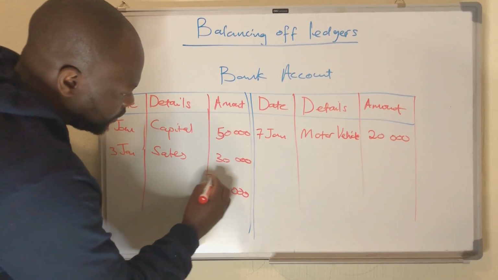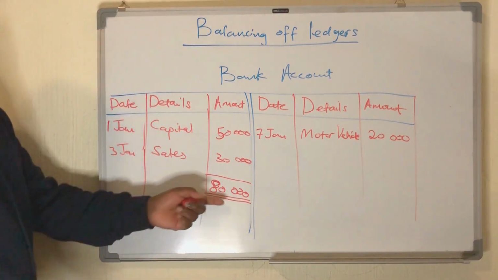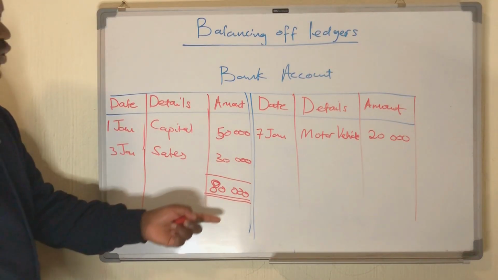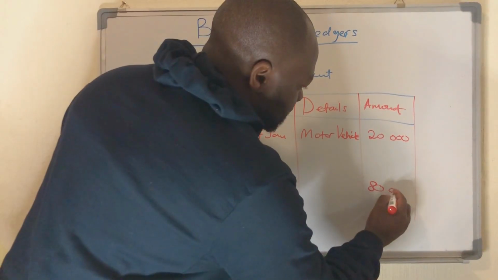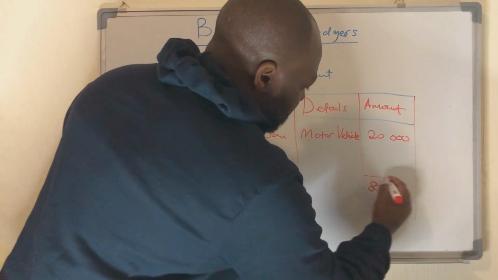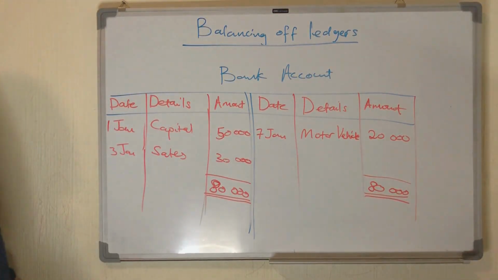So to show the total amount, we put double lines below that amount. One line on top, double lines below, like this. On both sides, it has to be the same amount of 80,000. That is the total of this account.